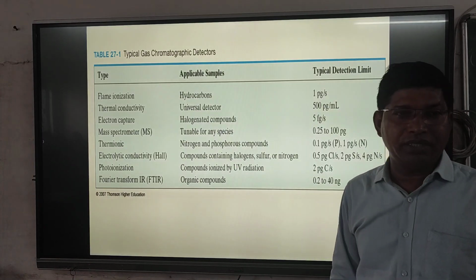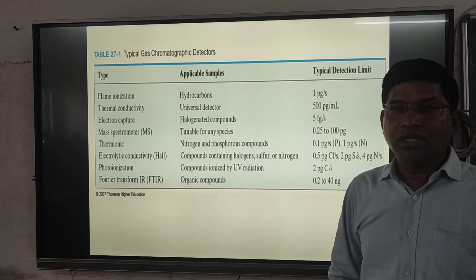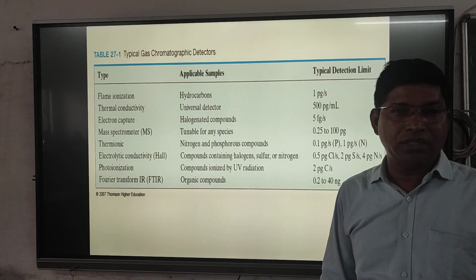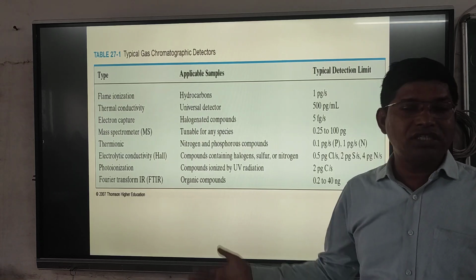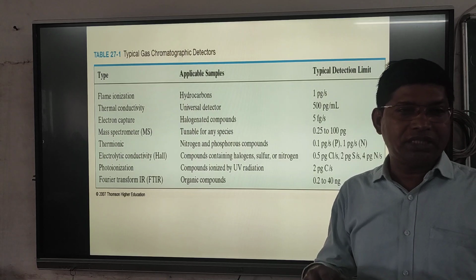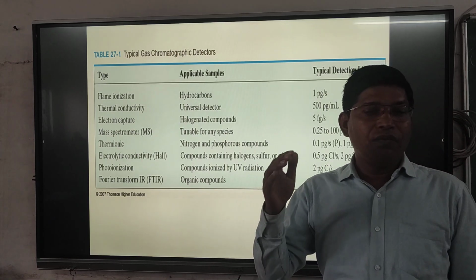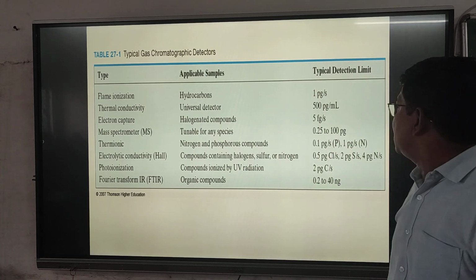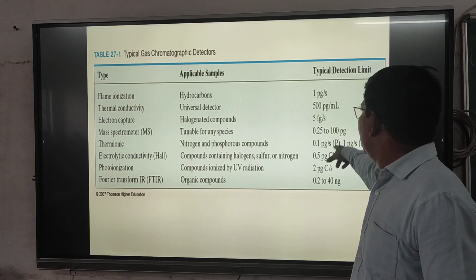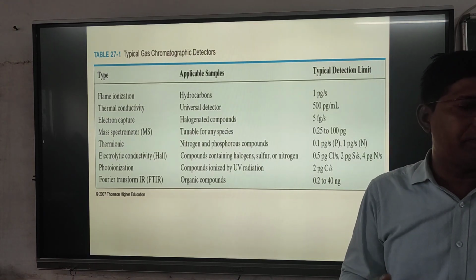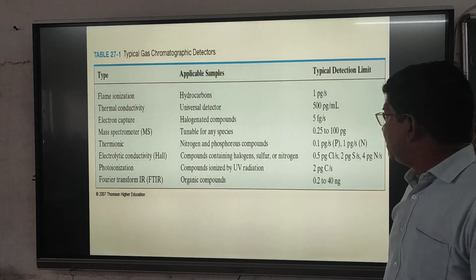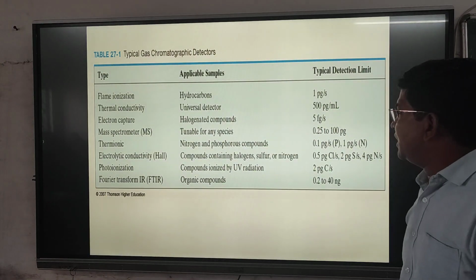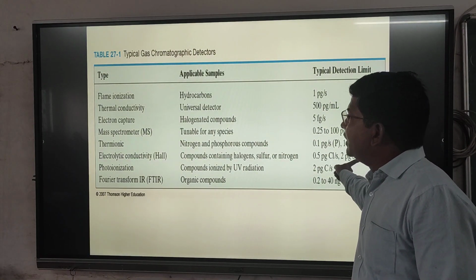Then we have a mass spectrometer. Generally, instead of a flame ionization detector, we can use a mass spectrometer. If you use a mass spectrometer as a detector in gas chromatography, it is a very sensitive technique. Today the most sensitive technique is mass spectrometry, and we can detect picogram or attogram levels of a compound present in a sample. There are other detectors we can use, depending upon the application.